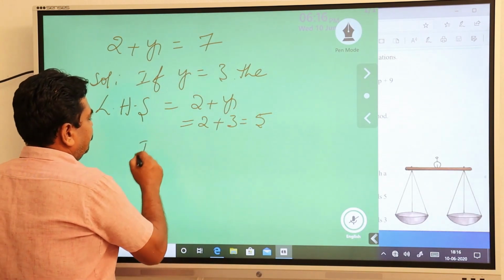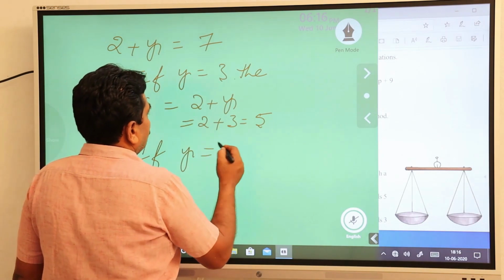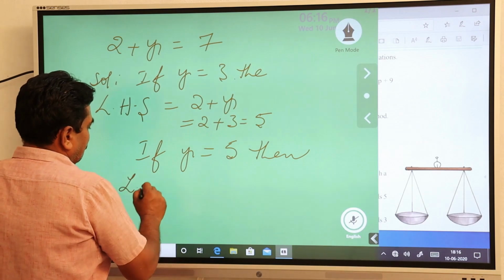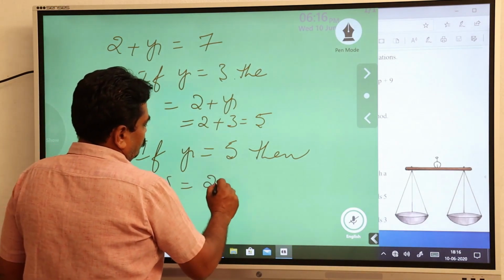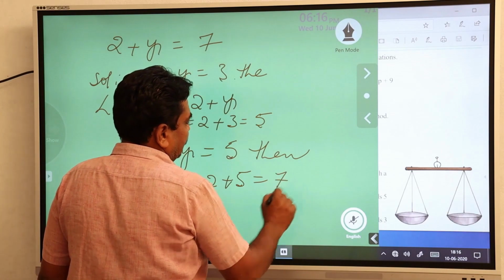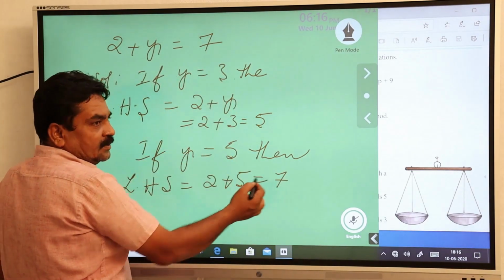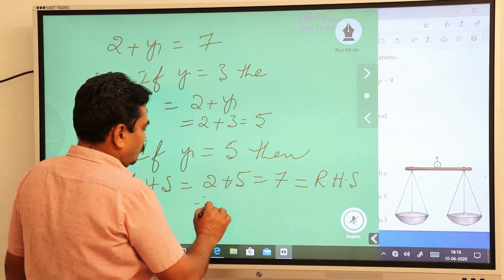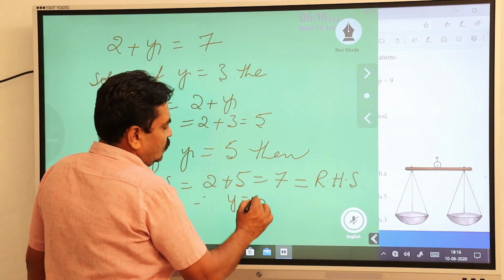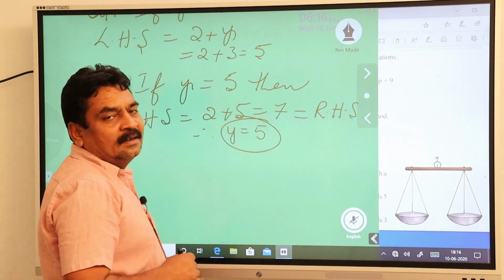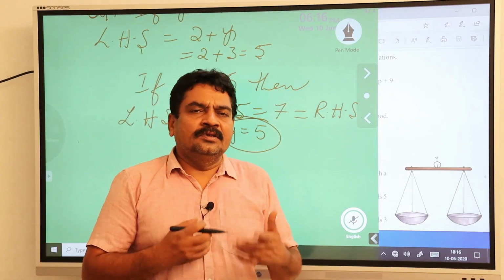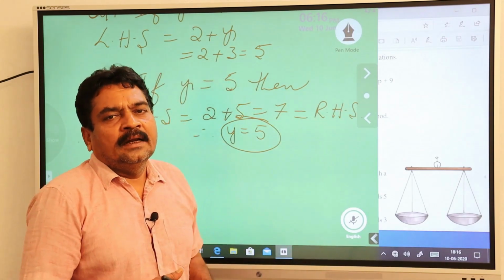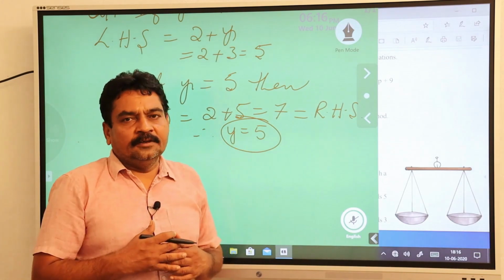Again you take, if y is equal to say 5, then LHS is equal to 2 plus 5 is equal to 7. Now you got it. 2 plus 5 is equal to 7, which is equal to RHS. Therefore, we can write down y is equal to 5. This is your answer. In that way, you are going to introduce the values of variables so that you can get your RHS value, right hand side value.